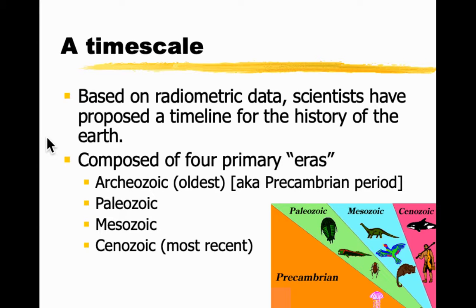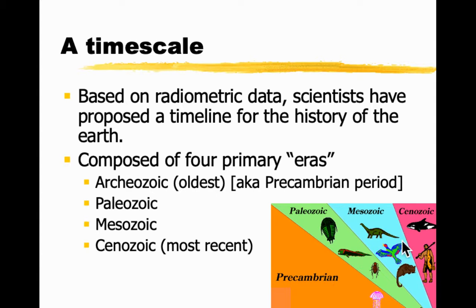All right, now that we've determined how we figure out how old fossils are, let's try and rank them according to how old they are. So the time scale is based off radiometric data. Scientists have proposed a timeline for the history of the Earth. They've divided it into four primary eras: the Archaeozoic, which is oldest and is also called the Precambrian period, the Paleozoic, Mesozoic, and Cenozoic.